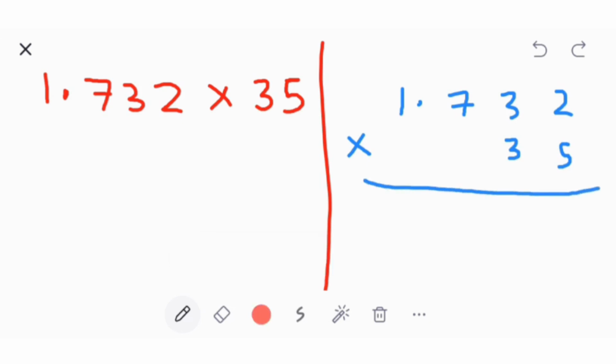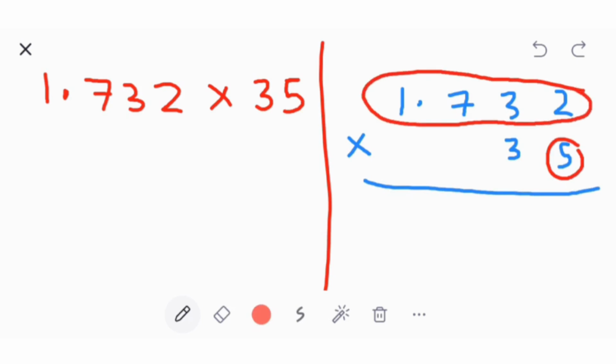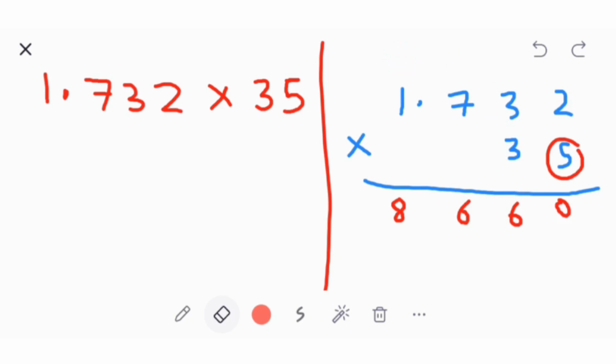Now, 5, we multiply all these 4 digits that I circled at the top, starting with 2. So you do 5 times 2, which is 10. Write down 0. Put 1 on top of 3. 5 times 3, that is 15. Plus the 1 on top, you have 16. Write 6, put 1 on top of 7. Then you do 5 times 7, you have 35. Plus the 1 on top, you have 36. Write 6, put 3 on top of 1. Then you do 5 times 1, which is 5. Plus the 3 on top, you have 8. Now, we are done with 5.